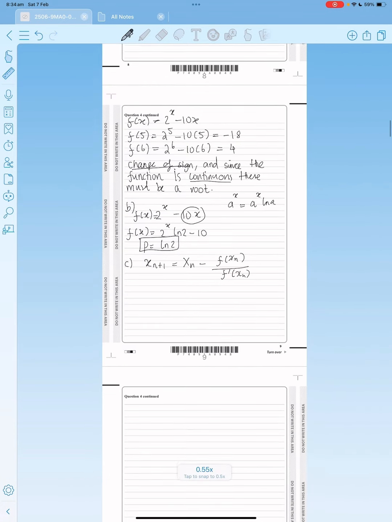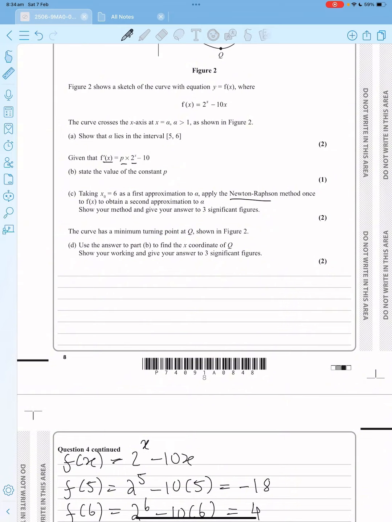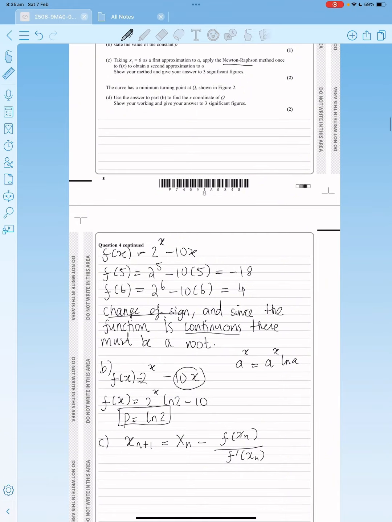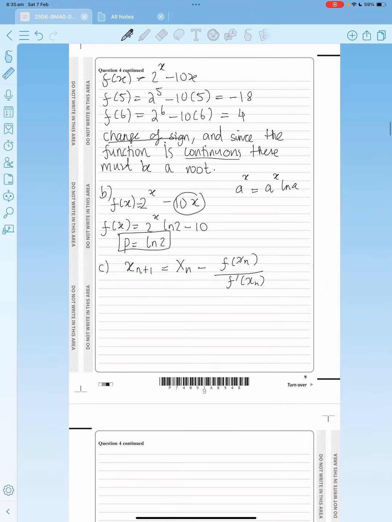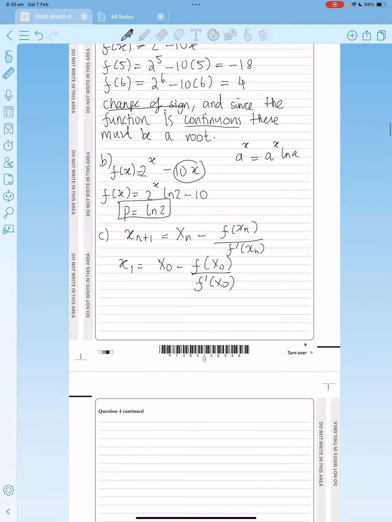So essentially, what's the question asking us? Taking x0 equal to 6, and we have to apply it once to f of x to obtain a second approximation to alpha. Okay, so we only need to apply it once. So therefore, we need x1, which would be x0 minus f of x0 over f dash of x0. And we know x0 to equal 6. So therefore, x1 is equal to 6 minus f of 6.